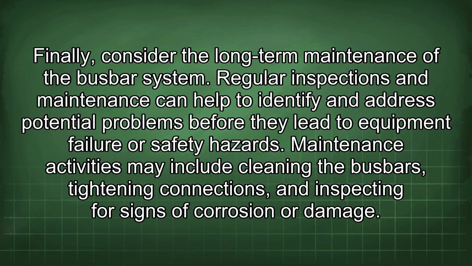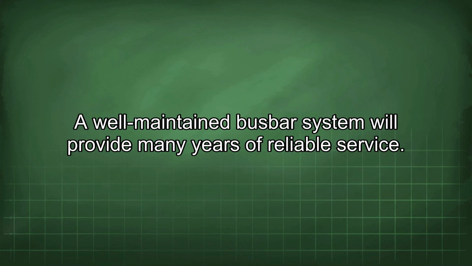Regular inspections and maintenance can help to identify and address potential problems before they lead to equipment failure or safety hazards. Maintenance activities may include cleaning the busbars, tightening connections, and inspecting for signs of corrosion or damage. A well-maintained busbar system will provide many years of reliable service.